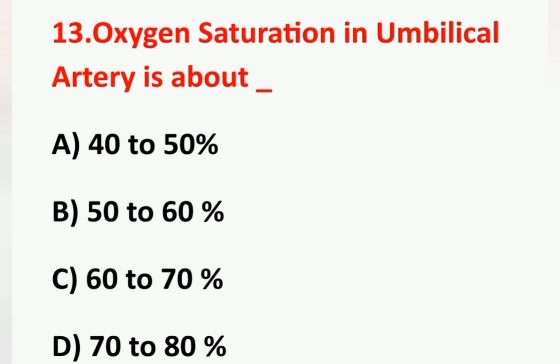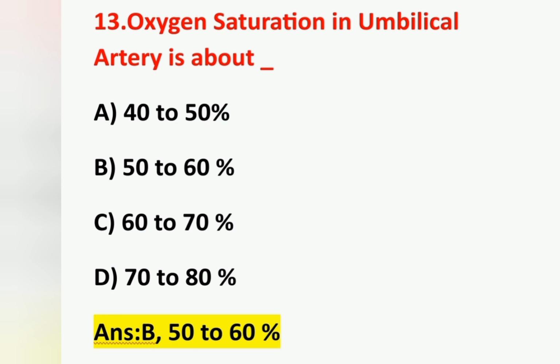The next question: oxygen saturation in umbilical artery is about. Options are option A 40 to 50%, option B 50 to 60%, option C 60 to 70% and option D 70 to 80%. Oxygen saturation in umbilical artery is about 50 to 60%. The umbilical artery carries the impure blood from the fetus, so there the oxygen saturation is 50 to 60%. And the oxygen saturation in umbilical vein is 70 to 80%. Okay, umbilical artery is 50 to 60% and umbilical vein is 70 to 80%.